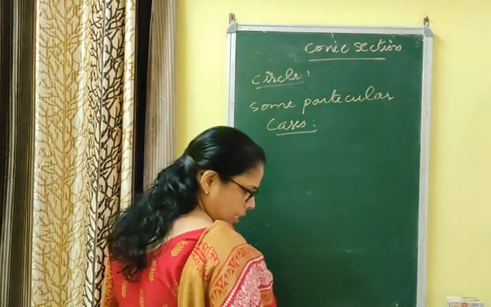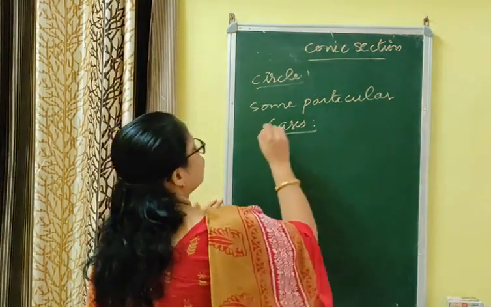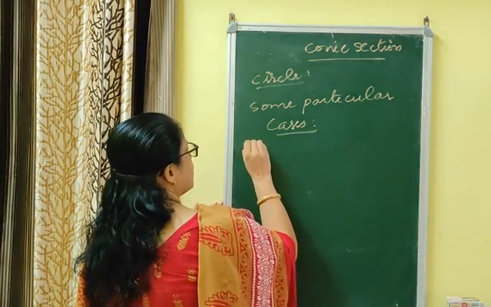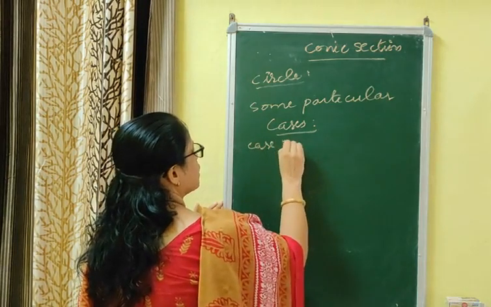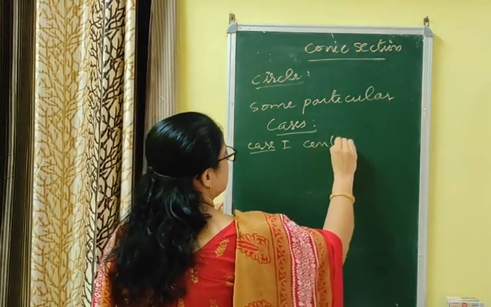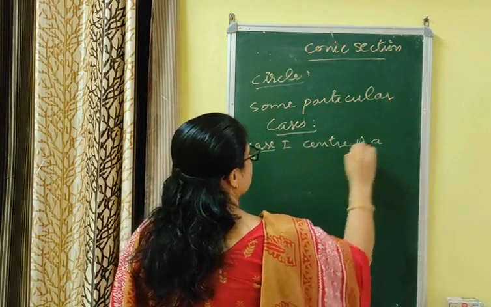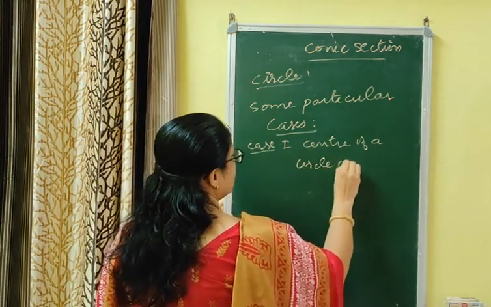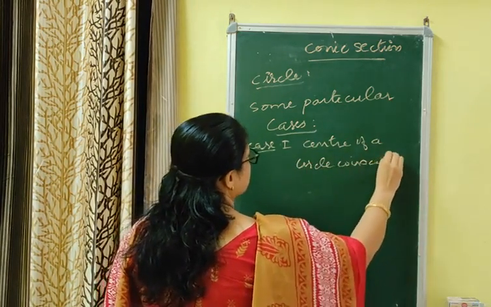First case, I am taking the case when the center of a circle coincides with the origin. That is case 1. These are the different cases. When the center of a circle coincides with the origin.